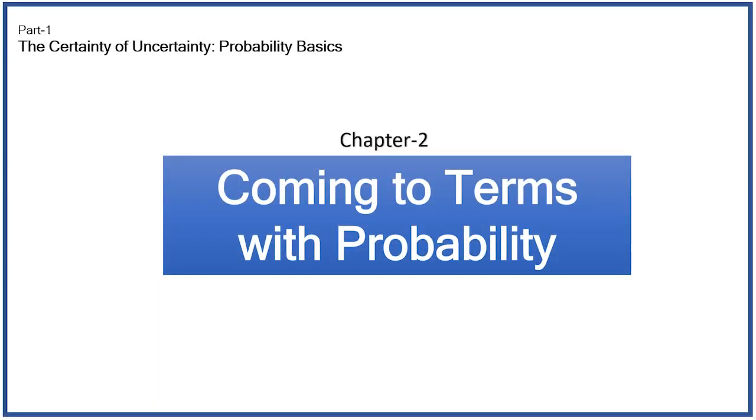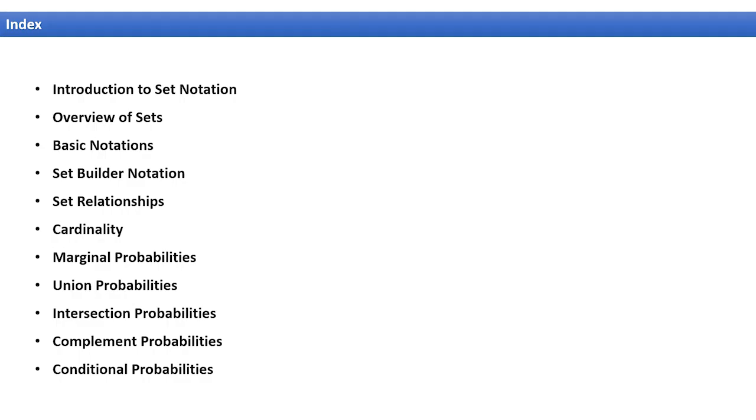Welcome back to The Certainty of Uncertainty. In chapter 2, we are diving into the language of probability and notation. Let's get started. Today we cover introduction to set notation, overview of sets, basic notation, set builder notation, set relationship, cardinality, marginal probability, union probabilities, intersection probabilities, complement probabilities, and conditional probabilities. Let's jump right in.